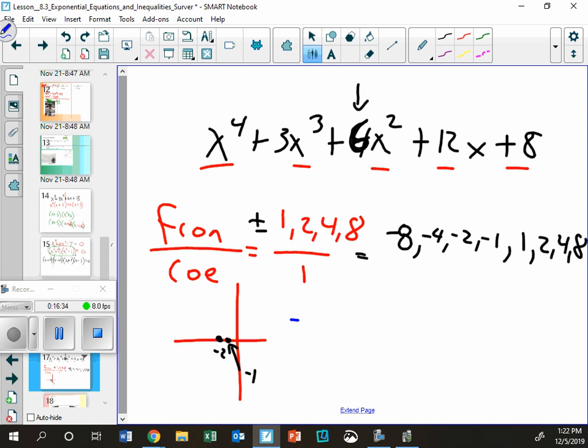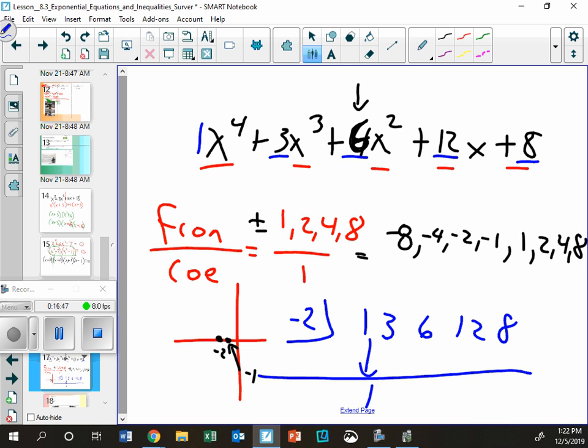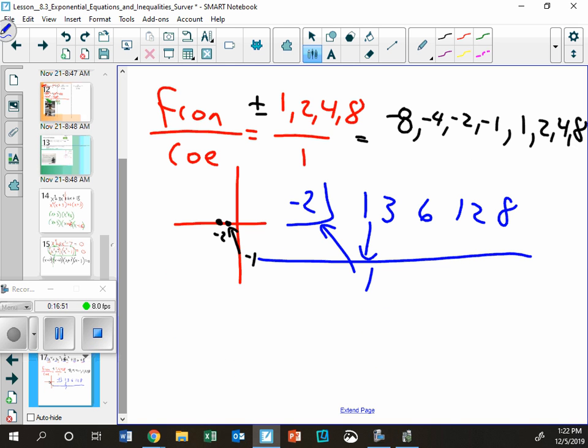If I use -2, I'm going to go 1, 3, 6, 12, 8. One times -2. Remember, you multiply this way. You add this way. You multiply this way. You add that way. Keep going. Anybody verify that it worked? Yeah. Awesome. Okay. Tiff, what does it mean that it worked? Excellent. It was for sure a root.